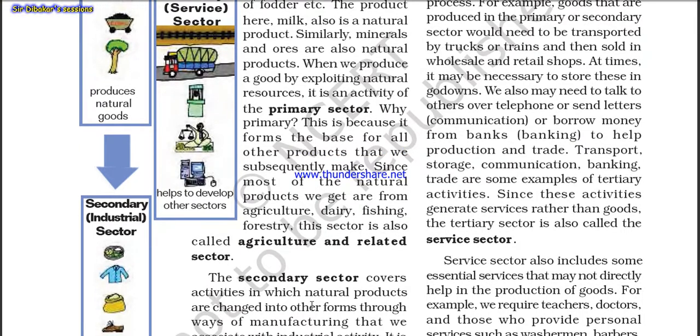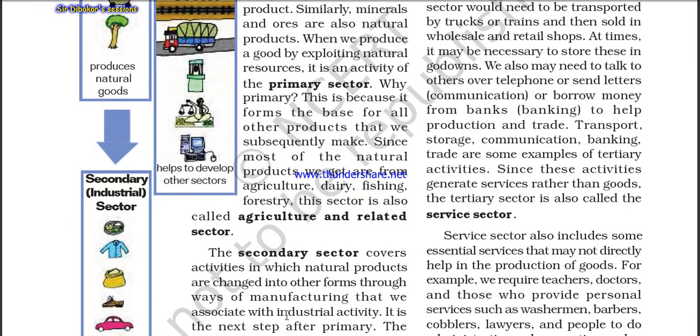This sector covers activities in which natural products are changed into other forms of products through ways of manufacturing that we associate with industrial activity. Clear? Say a machine is to be made. Now the core thing for it is iron and steel. Now these are found in nature. Understood? Hence based on primary, but the thing is what? It's not the primary thing. It is developed into a second stage product. Hence it is known as secondary sector.